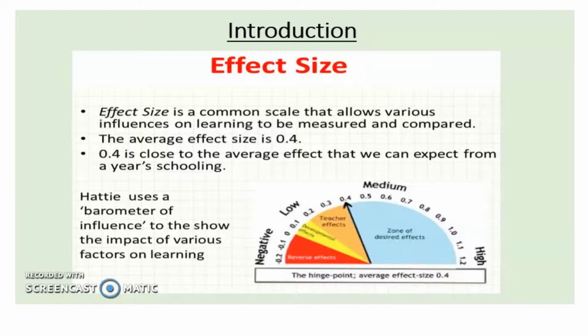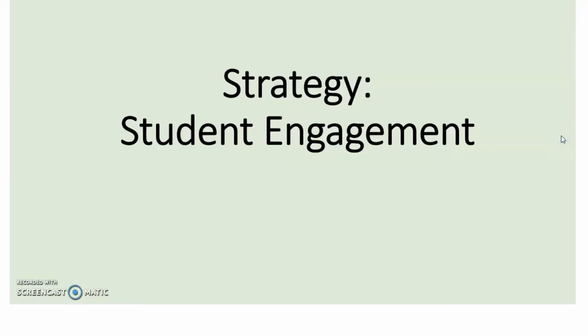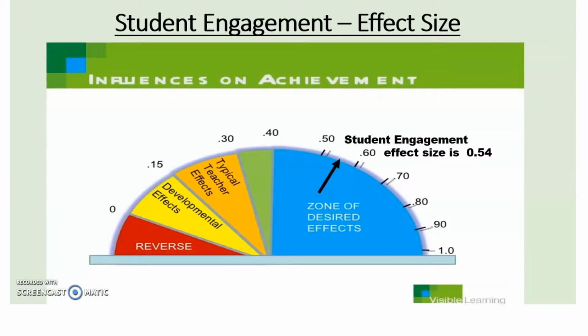For this presentation, we will be looking more closely at 3 of the highest effect strategies: engagement, feedback, and teacher clarity. The first strategy that we're going to talk about is student engagement. One of the highest effect sizes on student achievement is student engagement, with an effect size of 0.54.